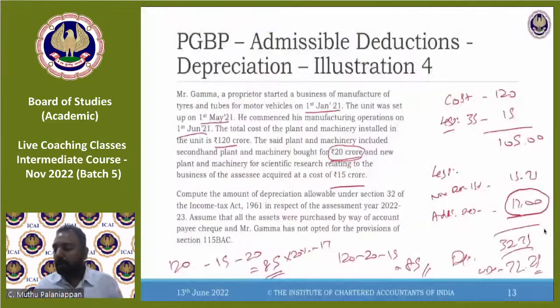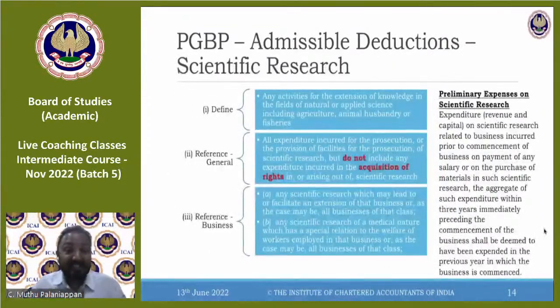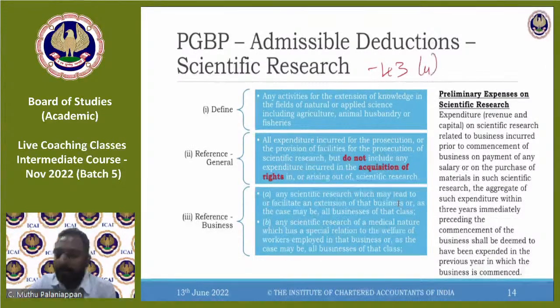Okay, so now I'll move on to the next topic, that is scientific research. For scientific research, we will first understand some key terms. Again, this is also defined in section 43 only. Section 43 talks about what scientific research is. What scientific research is, is discussed in section 43(4), if I'm right. So 43(4). 43(1) was cost. 43(6) was WDV. 43(4) is your scientific research. So now this 43(4) defines scientific research.